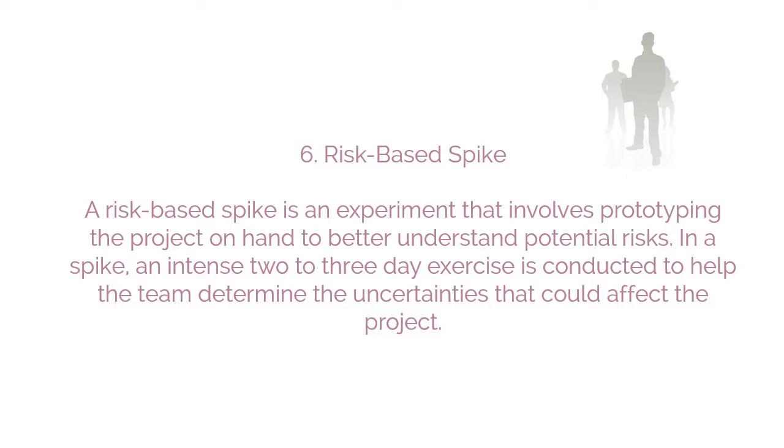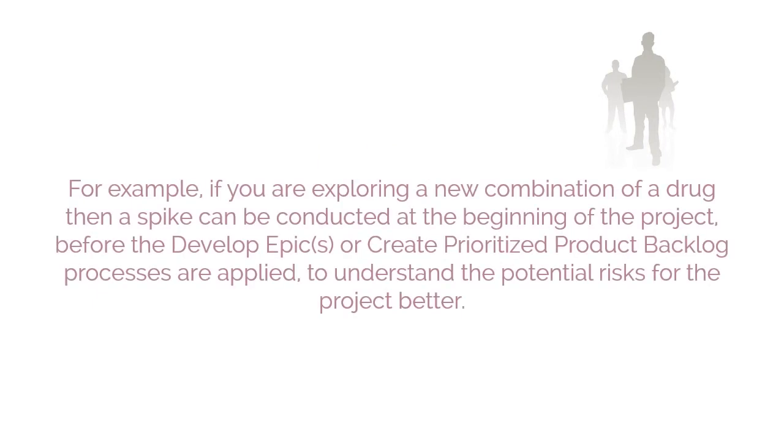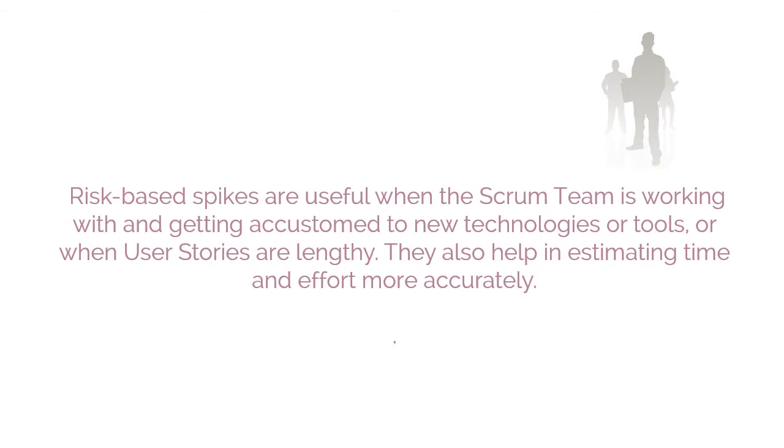6. Risk-based spike. A risk-based spike is an experiment that involves prototyping the project on hand to better understand potential risks. In a spike, an intense 2 to 3 day exercise is conducted to help the team determine the uncertainties that could affect the project. For example, if you're exploring a new combination of a drug, then a spike can be conducted at the beginning of the project, before the Develop Epics or Create Prioritized Product Backlog processes are applied, to understand the potential risks for the project better.